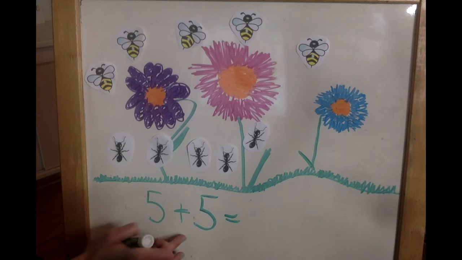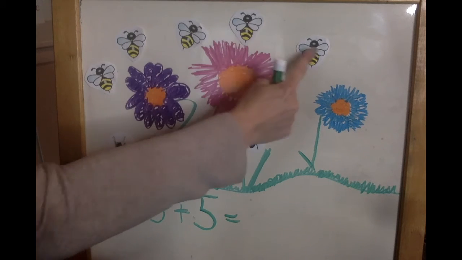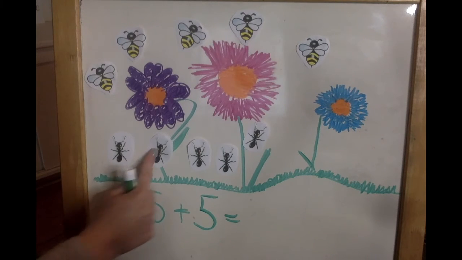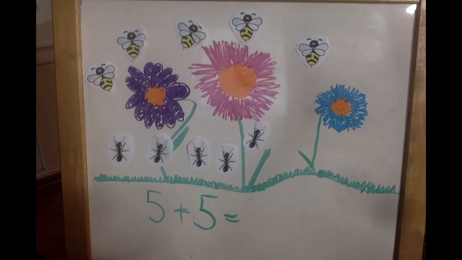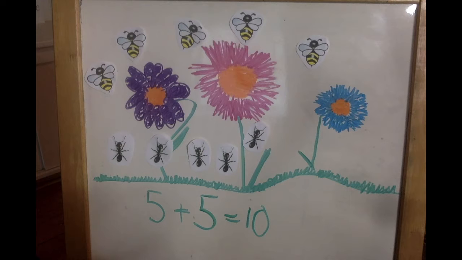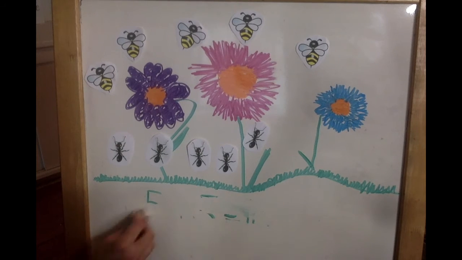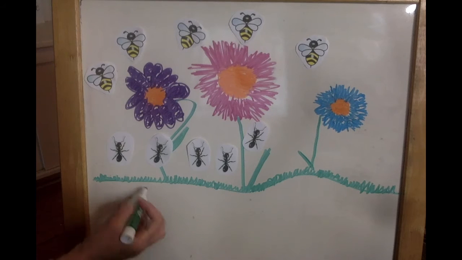Do you know what 5 plus 5 is? Let's see. If you said 10, you were right. Because there are 1, 2, 3, 4, 5, 6, 7, 8, 9, 10 bugs in the garden. So, we are going to start off with 10 bugs in our garden. Alright, so let's erase this number sentence. And we are going to start off with 10 now because we just figured out there were 10 bugs in our garden.